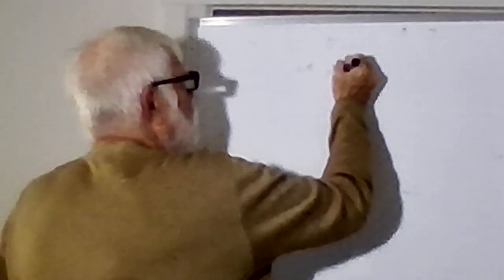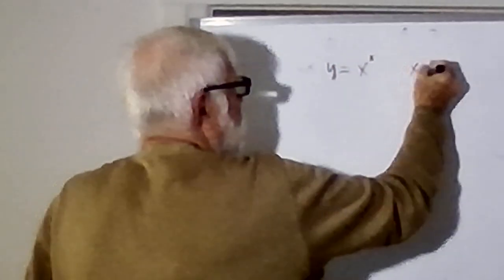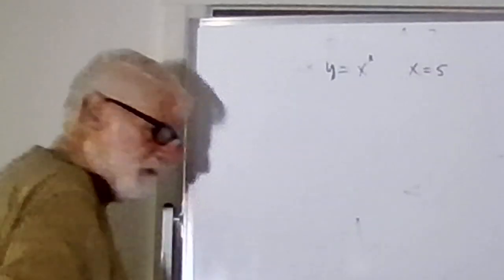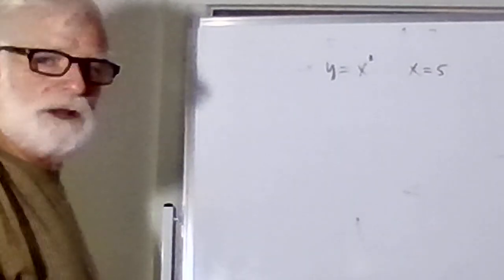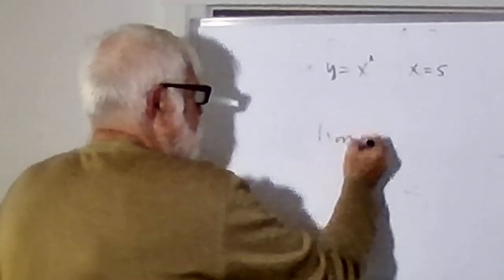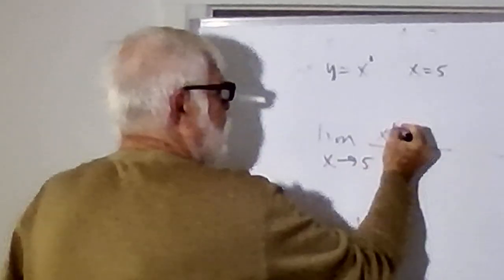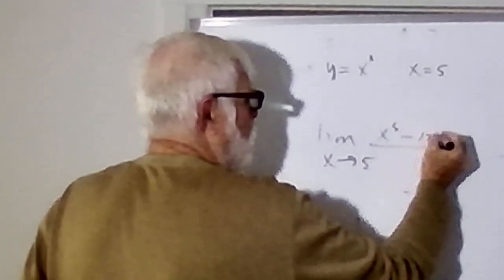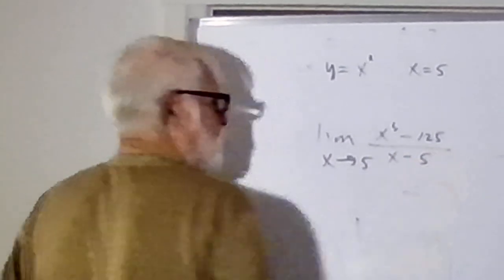So, can you write the slopes of tangents using derivatives? I'm going to give you y equals x cubed, and I'm going to tell you that x equals 5. I'd like you to write using a limit, something that expresses the rate of change of that function at that x value. That's what we did before. It's the limit as x goes to 5 of y2 minus y1 over x2 minus x1.